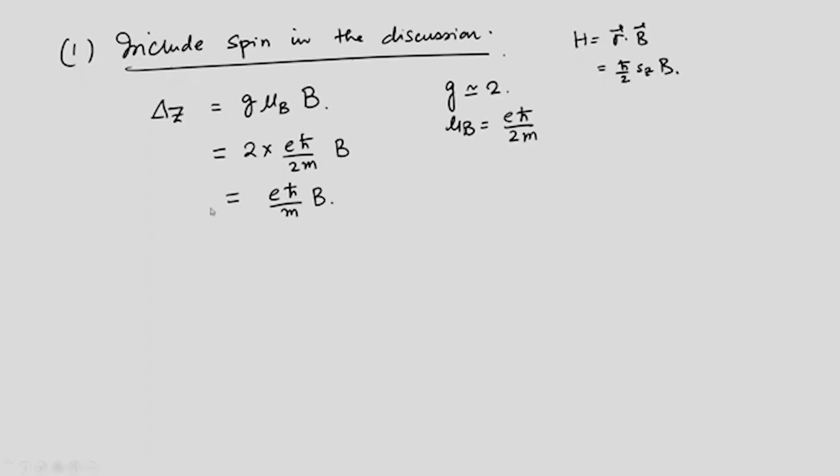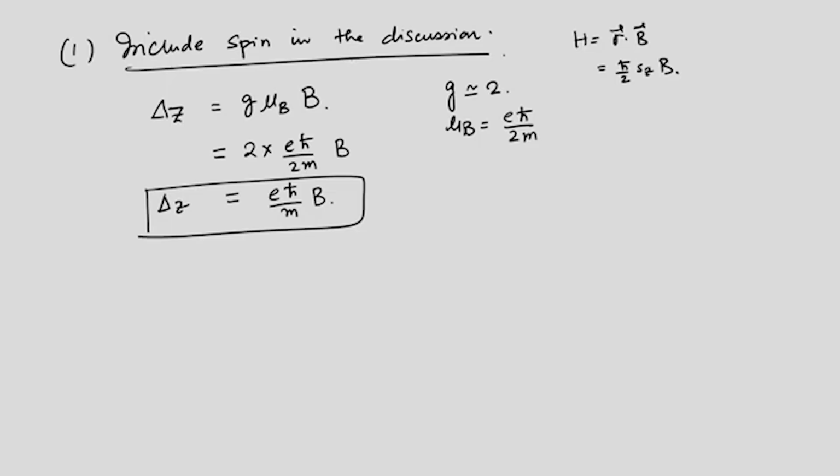So we are pretty much talking about a classical or a semi-classical picture. The Zeeman energy scale, if you take this into account, is set by e h cross by m into B.